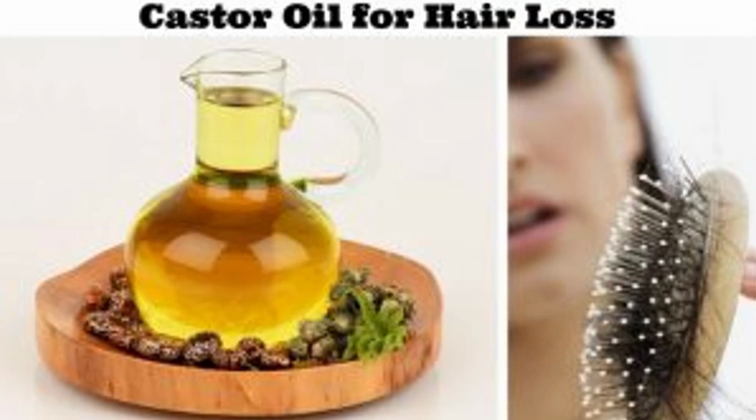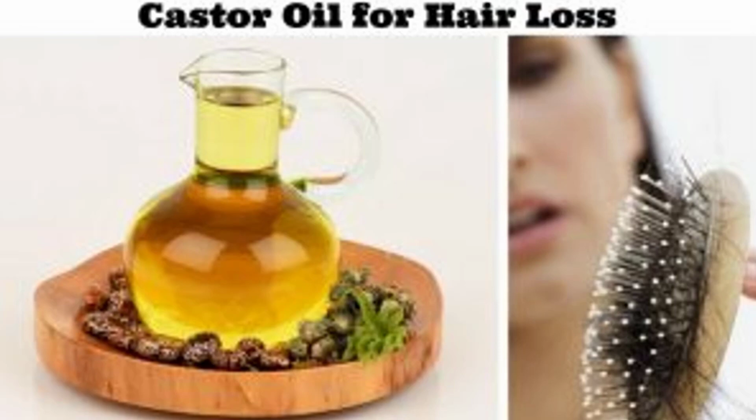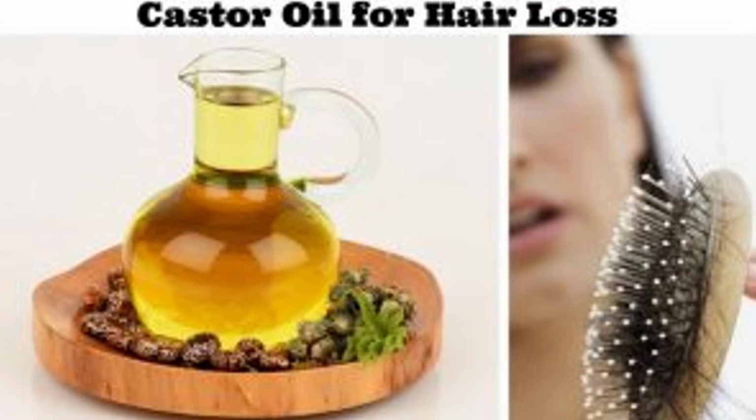6. Castor oil and cayenne pepper scalp tonic. Capsaicin, the active compound present in cayenne pepper, triggers the hair follicles in the scalp by boosting blood flow to the hair roots and induces hair growth. Combine 1 teaspoon of cayenne pepper tincture and 1 tablespoon each of coconut oil and castor oil.